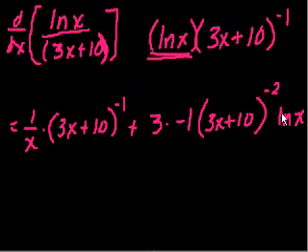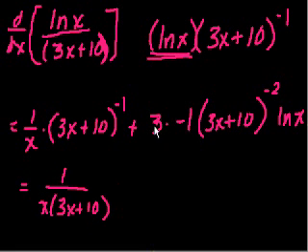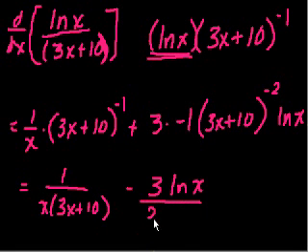We could simplify that. This is 1 over x and 3x plus 10 to the negative 1, so we could rewrite this as 1 over x times 3x plus 10. And plus 3 times minus 1, so that's the same thing as minus 3 ln of x over 3x plus 10 squared. I think you see how I got from here to here. I just manipulated the exponents and multiplied some numbers.